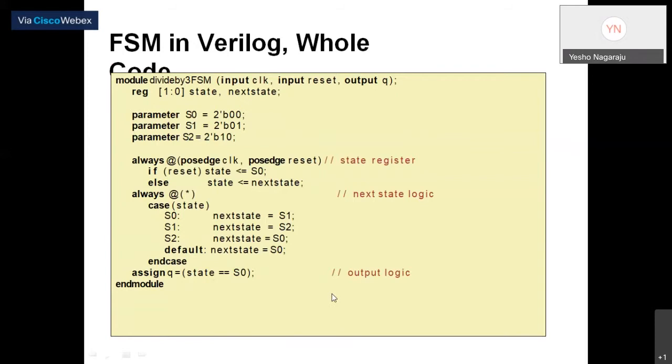Now let's see it in one shot. This divide by 3 FSM has inputs clock and reset, and output Q. Output Q is asserted after every 3 clock inputs, right? In order to generate that logic, we need to store three states, so remember that a 2-bit state variable is required. For readability, we have declared all those states as parameters. Now you have the state memory elements, the next state logic, and the output logic. Every FSM can be divided this way.